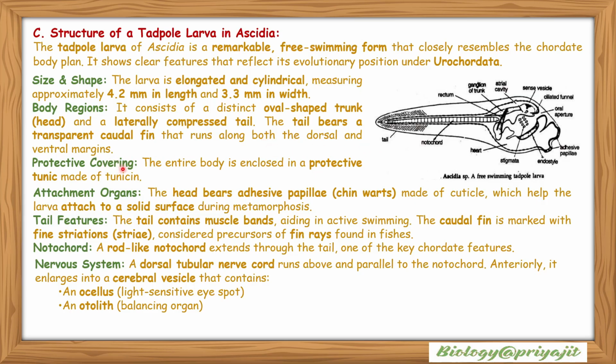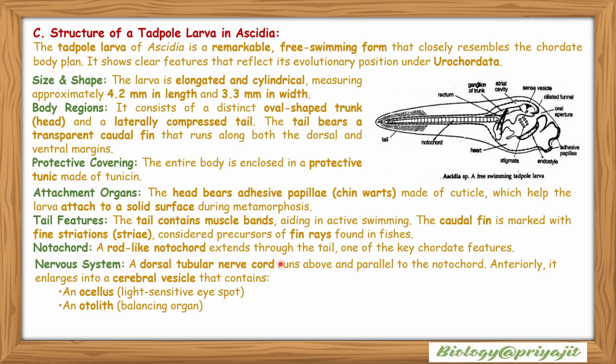The tail bears a transparent caudal fin that runs along both the dorsal and ventral margins. Now, what is the protective covering? The entire body of the Ascidian larva is enclosed in a protective tunic made of tunicin protein. Attachment organs. The head bears adhesive papillae or chin warts made up of cuticle, which help the larva attach to a solid surface during metamorphosis. Tail features. The tail contains muscle bands aiding in active swimming. The caudal fin is marked with fine striations or striae, considered precursors of fin rays found in fishes.